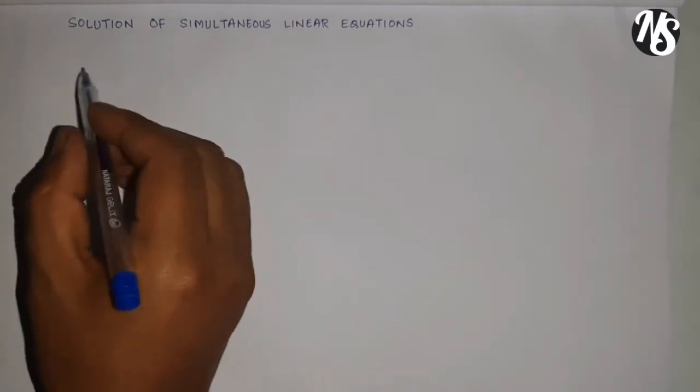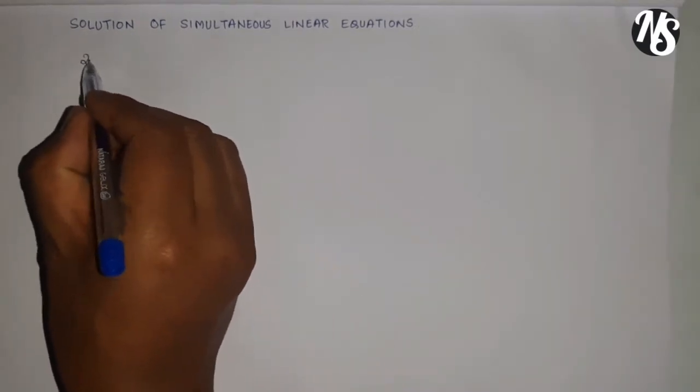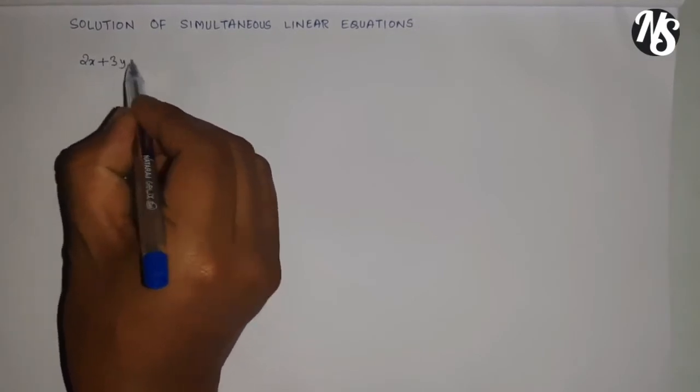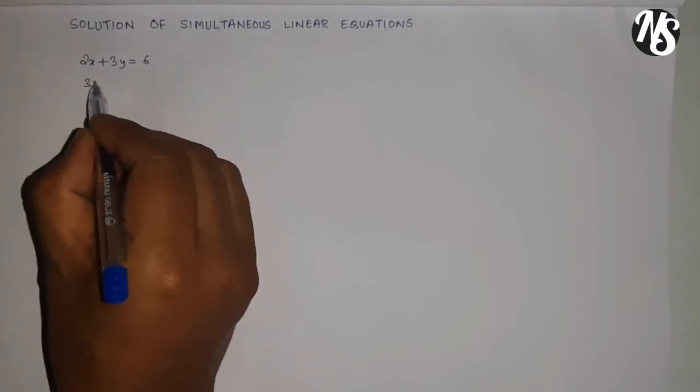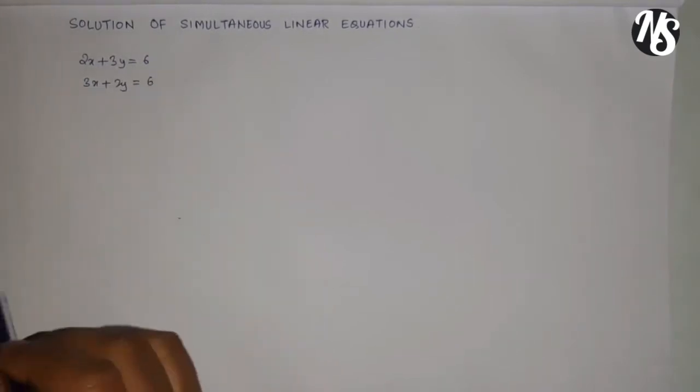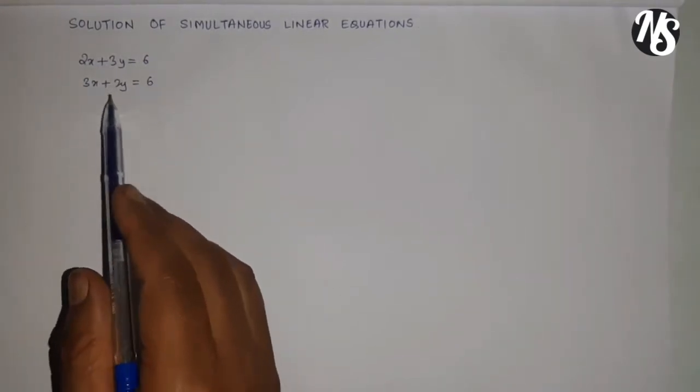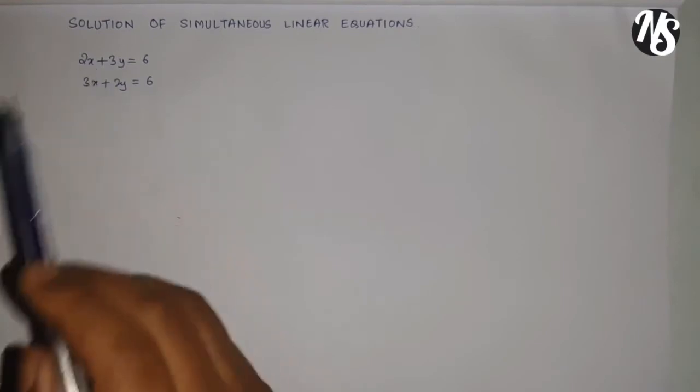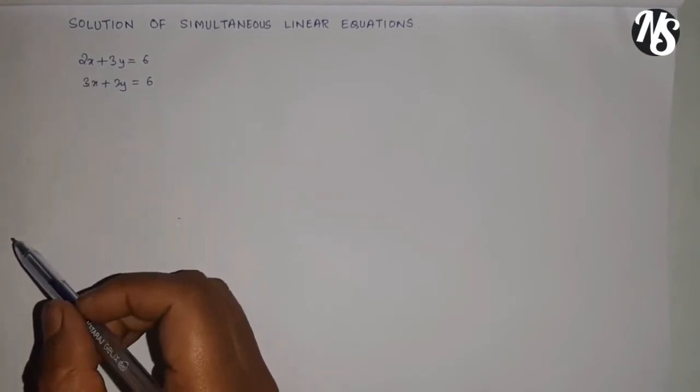For that I am going to take one simple example. Let me see. 2x plus 3y is equal to 6. 3x plus 2y is equal to 6. Okay, so this is a simple example of simultaneous equations in two variables, right?